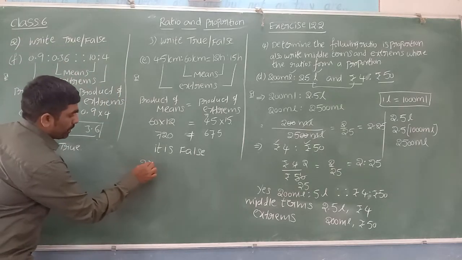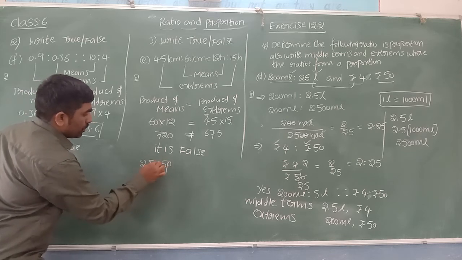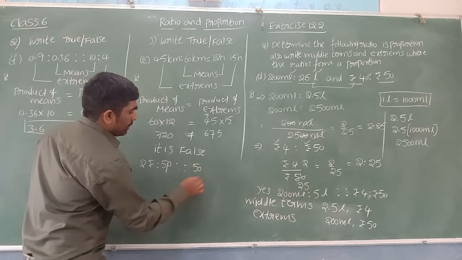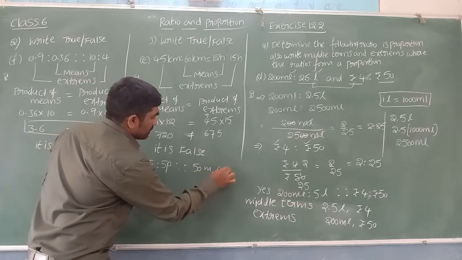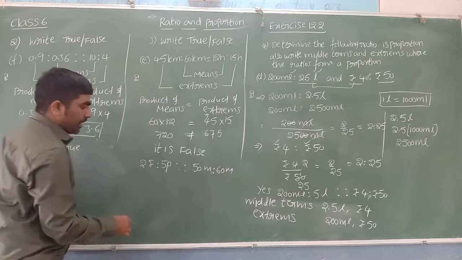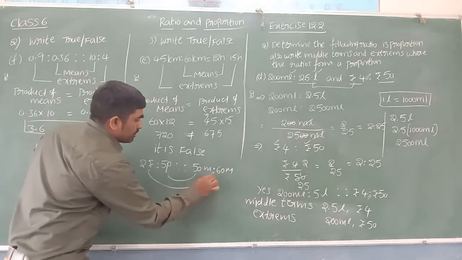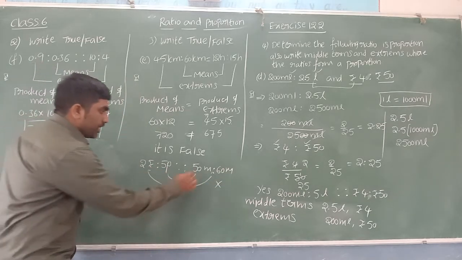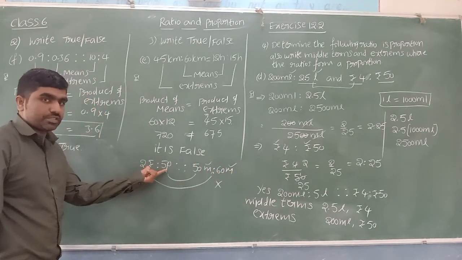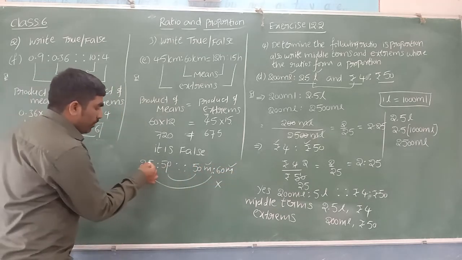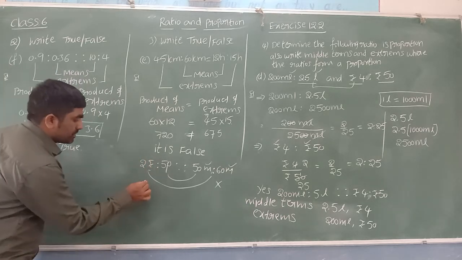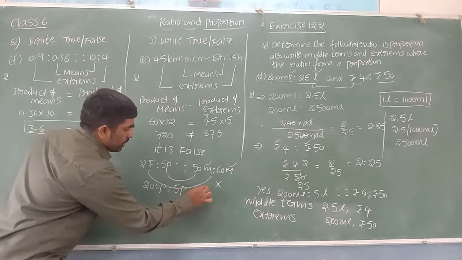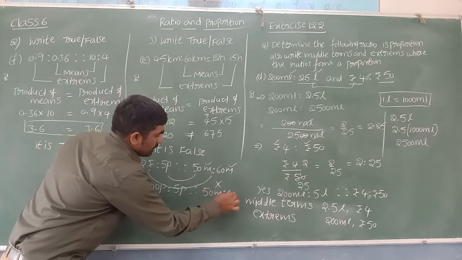Suppose I have 2 rupees comma 5 paise is proportional to 50 meter comma 60 meter. Now if I apply the formula, product of means equal to product of extremes, it is wrong. Here the first two quantities are different units. Though the last two are the same units, these first two are different units. Convert them to the same units. How, sir? 1 rupee is equal to how much? 100 paisa. 2 rupees is 200 paisa. So 200 paisa is to 5 paisa is proportional to 50 meter is to 60 meter.